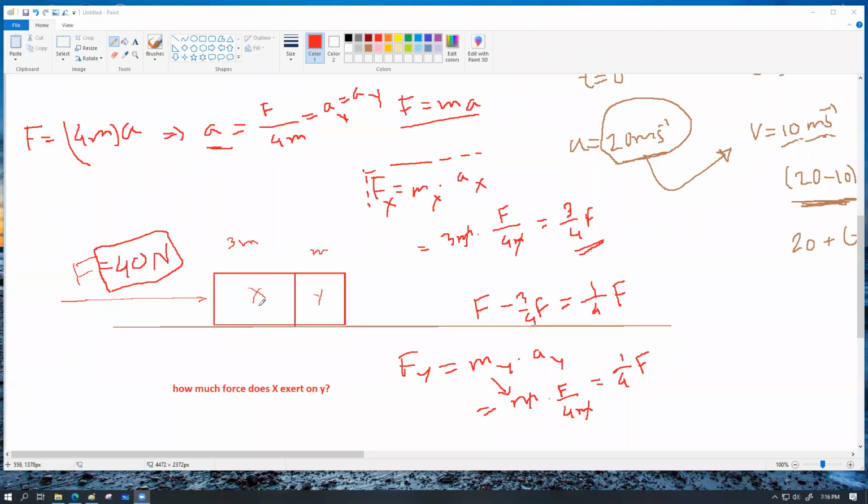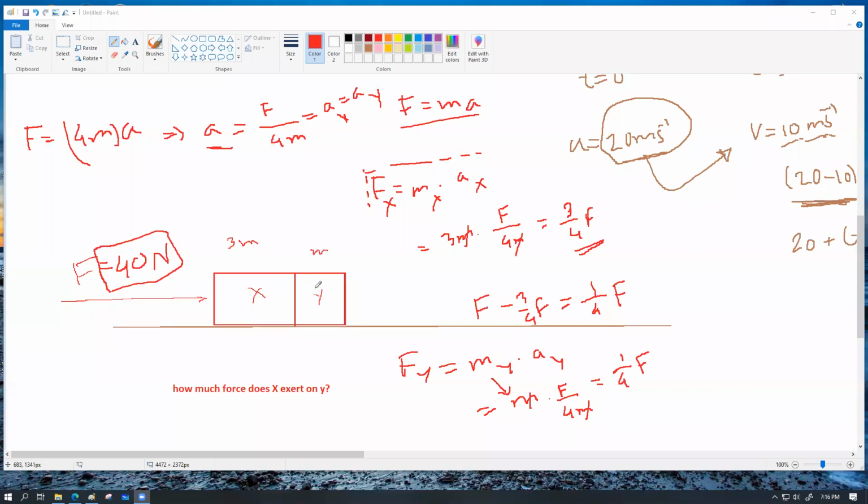Beautiful. So the point that I'm trying to make is that whenever any object is subjected to a force, if it uses a force for one purpose, it cannot use it for another. What I want you to take from this example is that because X is using 30 Newton of force for its own acceleration, provided F is 40 Newton, it cannot give any part of that 30 Newton force to Y.